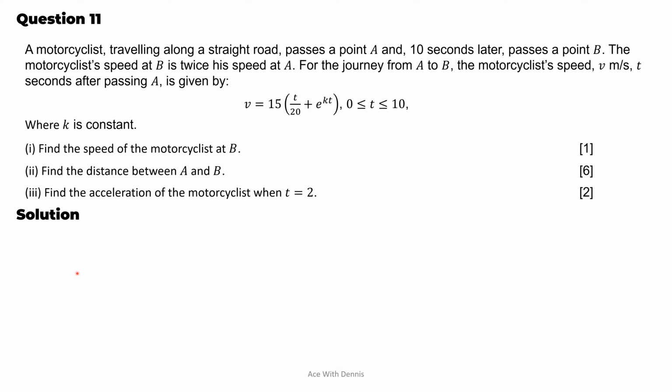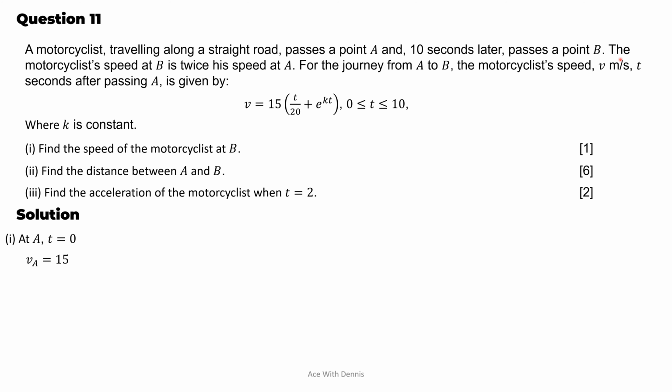The solution for part 1: before we find the speed of the motorcyclist at B, we need to find the speed of the motorcyclist at point A using the given equation. That means when it is at point A, the time is 0. So we substitute t equals 0 into the given equation, and we get VA equals 15.